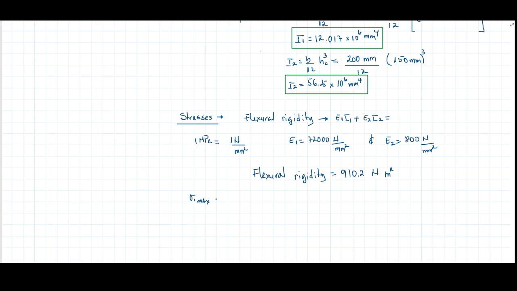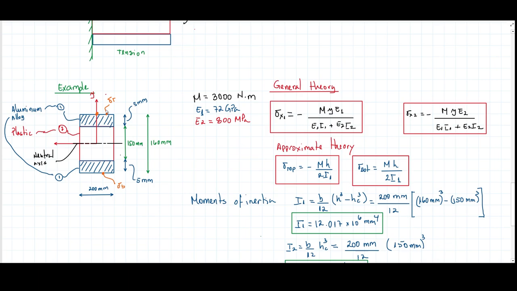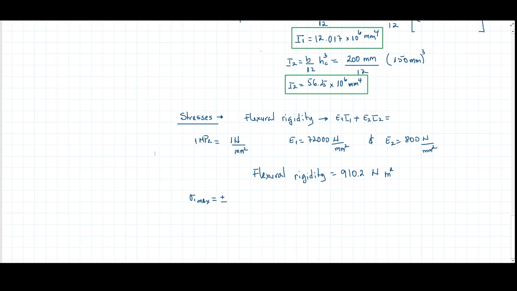It's going to be plus or minus, because remember that one of them is going to be in compression, another one is going to be in tension. The magnitude is going to be the same, but the sign is going to be different. So for material 1, that maximum stress is going to be equal to the moment times the height divided by 2 times E1, divided by the flexural rigidity that we just calculated, E1 I1 plus E2 I2.